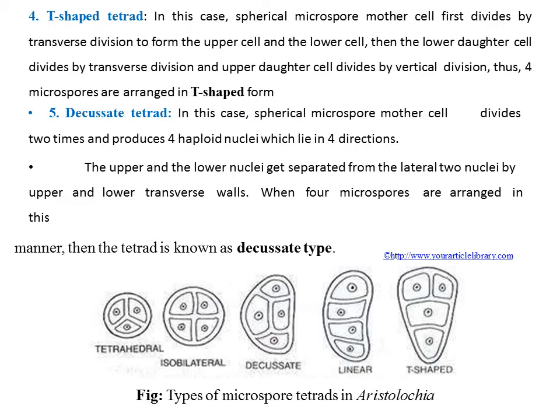Now, next, decussate tetrad. In this case, the spherical microspore mother cell divides two times to produce four haploid nuclei which lie in four directions. The upper and the lower nuclei get separated from the lateral two nuclei by upper and lower transverse walls. When four microspores are arranged in this manner, then the tetrad is known as decussate tetrad.